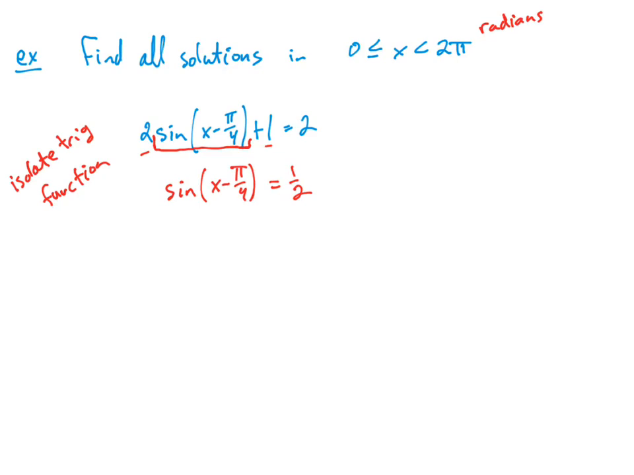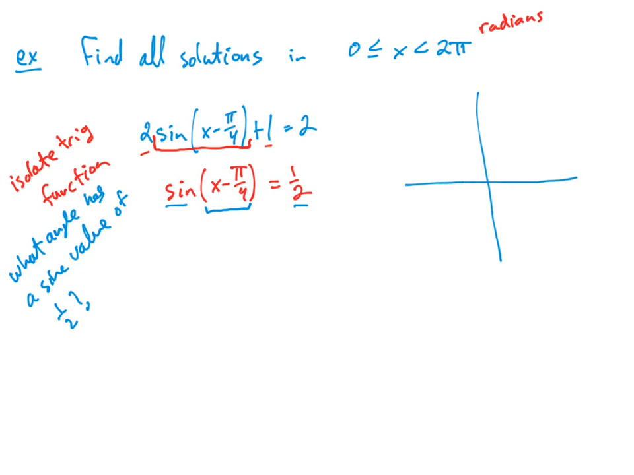What we want to ask ourselves is, what angle has a sine value of 1/2? Okay, so inside the argument here, even though it's x minus pi over 4, we don't even need to consider that yet. We really just want to know sine and 1/2, what angle has a sine value equal to 1/2? So again, on the unit circle, sine is positive in quadrant 1 and 2. Sine is 1/2 here and here. We want radians, so pi over 6, 5 pi over 6.